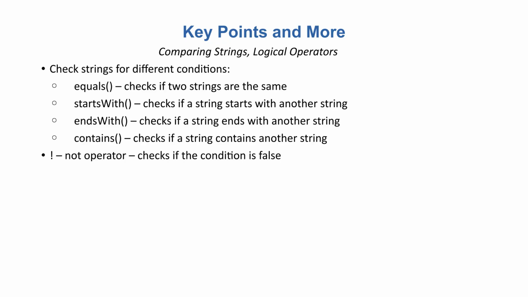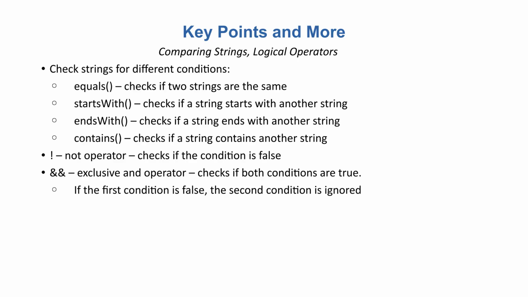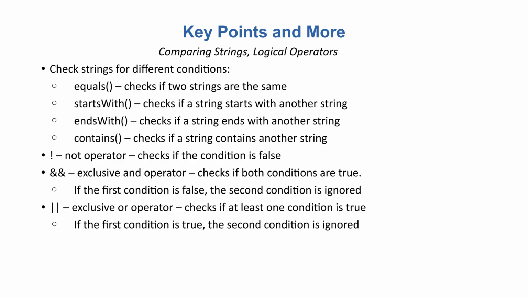Use the not operator to check for the opposite of the condition, in other words, if the condition is false. Use the exclusive AND operator between conditions to check if both of the conditions are true. If the first condition is false, it won't even look at the second condition. Use the exclusive OR operator between conditions to check if at least one of the conditions is true. If the first condition is true, it won't even look at the second condition.